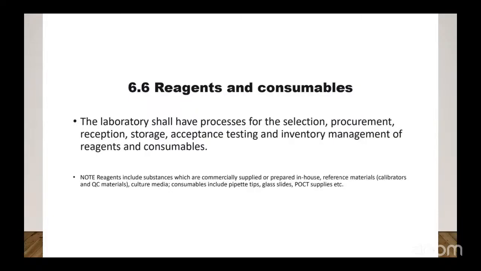Let's say, for example, a reagent comes in as a refrigerated item. How do you show that the reagent actually came in at the right temperature? You have to use a thermometer to test the temperature and document it. Because sometimes when these items do not arrive at the right temperature, this can cause QC to fail and cause a lot of wastage within the system. So for this not to happen, the laboratory shall have a process for selection, procurement, reception, storage, acceptance testing, and inventory management of reagents and consumables.